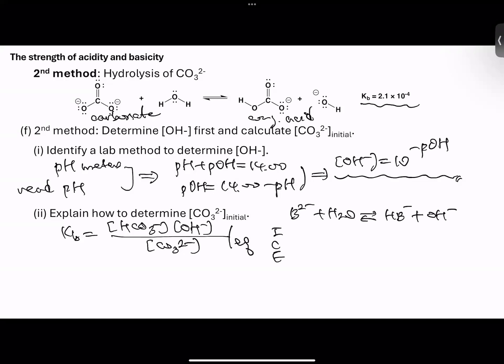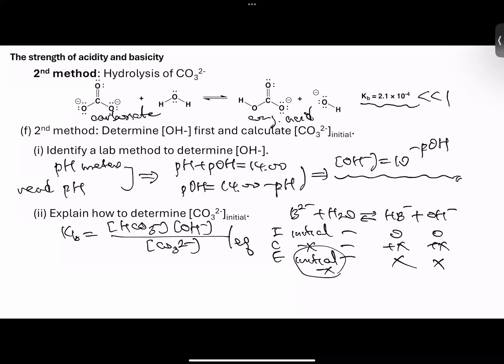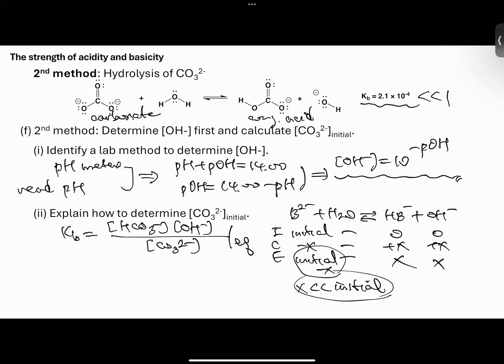Then ICE. Initially, what is the concentration of carbonate ion? Is it given? No, it is not given, right? So let's say initial, and water will not appear. Initially, the bicarbonate ion and hydroxide ion concentrations are 0. The carbonate is decreasing, and the products increase by x and x. So it will be initial concentration minus x, and then x and x. Look at the Kb value. This is much smaller than 1. Then x will be smaller than the initial value, less than 5% of the initial value.